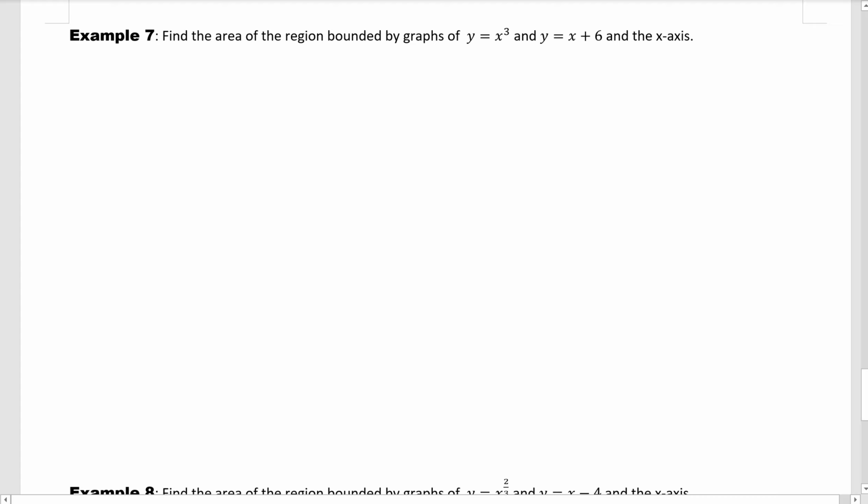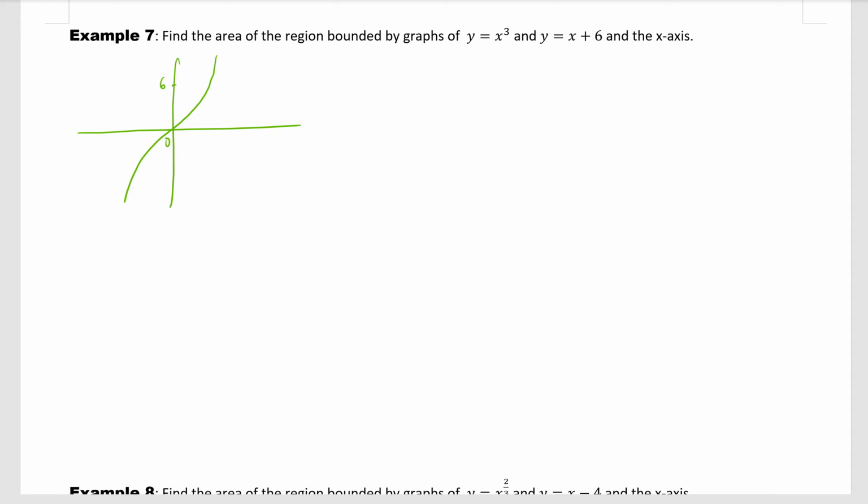Find the area of the region bounded by the graph of y equals x cubed and y equals x plus 6 and the x-axis. Okay, so let's see. x cubed, we know x cubed looks like this, right? How about x plus 6? When we plug in x is 0, we get 6. And when we plug in x is 1, we get 7.